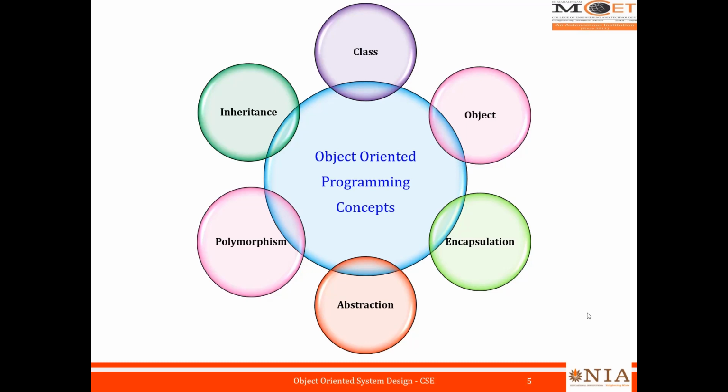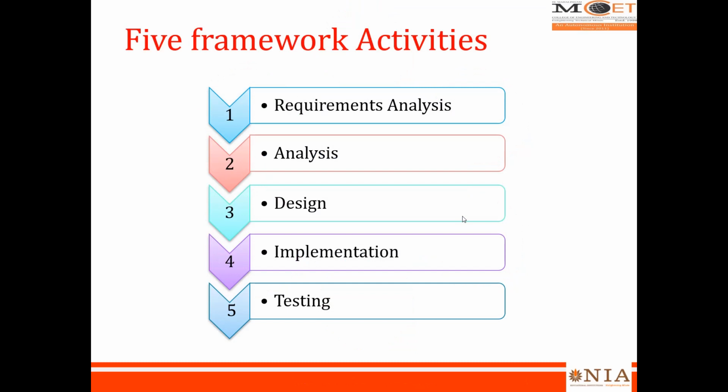There are many object-oriented programming concepts. A few of those are listed here: class, object, encapsulation, abstraction, polymorphism, and inheritance. Using all these, you will incorporate object-oriented programming concepts into software engineering methodologies and develop a system. There are mainly five framework activities in any software product development. The first is requirements analysis, and the second is analysis, design, implementation, and then testing. Any software product being developed will come across all these steps, and after testing the product will be deployed to the customer. These are the main framework activities.